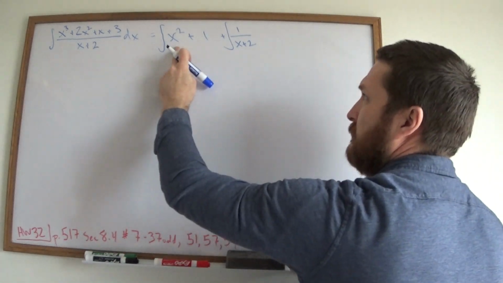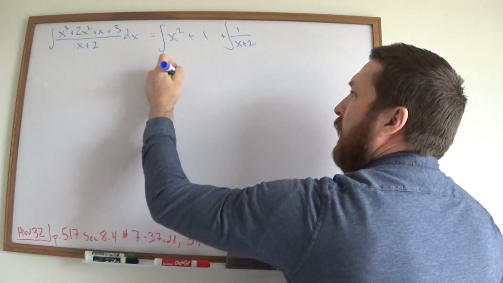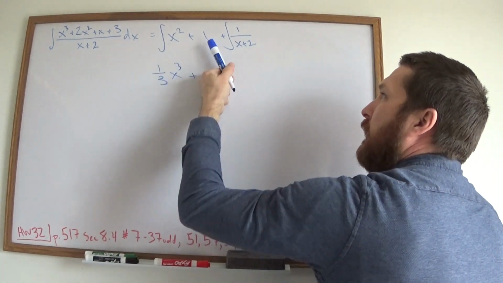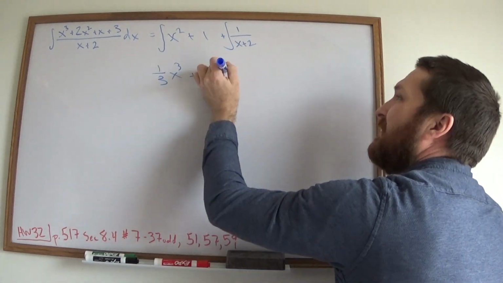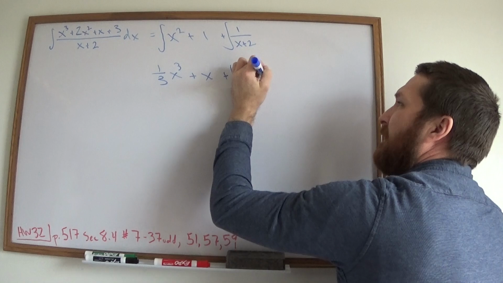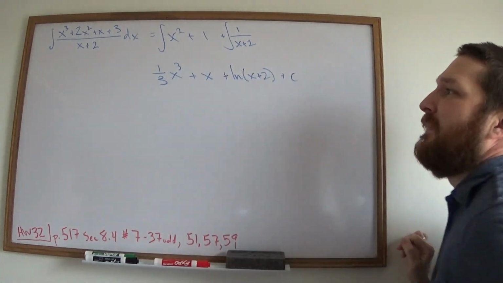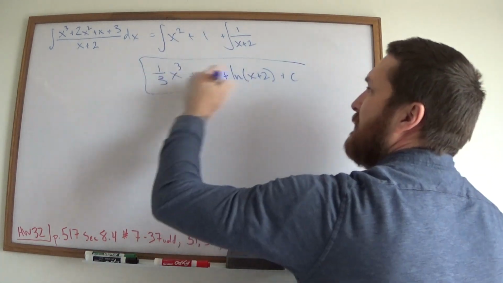It's 1/3 x to the third plus log of x plus 1. Yeah, don't forget about him. Plus log of x plus 2. There we go. Plus a constant. And that's your answer. That's what this guy is.